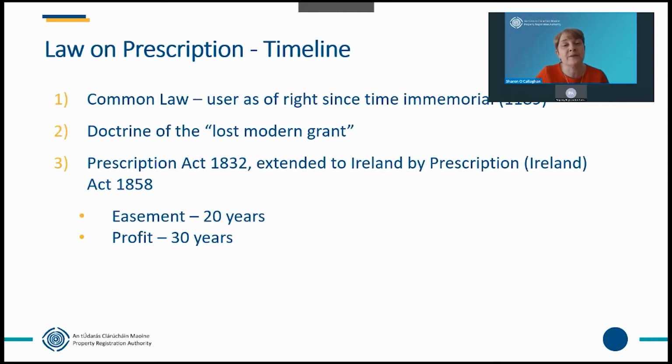So historically, easements could be acquired by common law, Doctrine of Lost Modern Grant, and the Prescription Act. At common law, a claim could be based on user dating back to the year 1189, but in practice, courts have accepted evidence of 20 years continuous user since living memory. Under the Doctrine of Lost Modern Grant, the presumption is that a grant was made after 1189, but subsequently lost. And finally, an easement could be claimed under the Prescription Act 1858 for a user period of 20 years for an easement and 30 years for a profit.